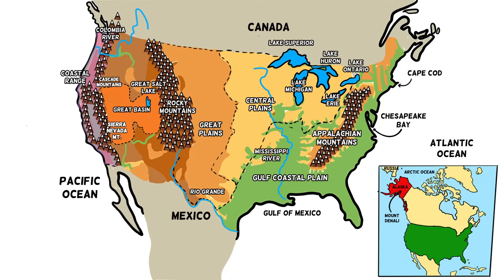Hawaii consists of 8 volcanic islands in the Pacific Ocean, approximately 2,000 miles southwest of California. Located on the island of Hawaii, the volcano Mauna Loa is one of the largest volcanoes on Earth, with an elevation of 13,679 feet.